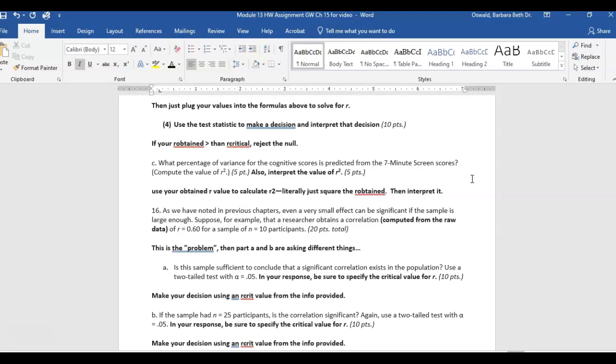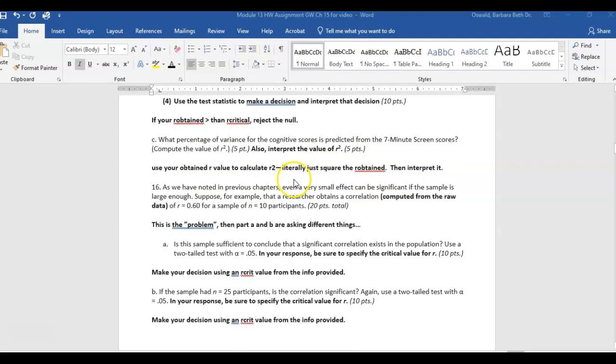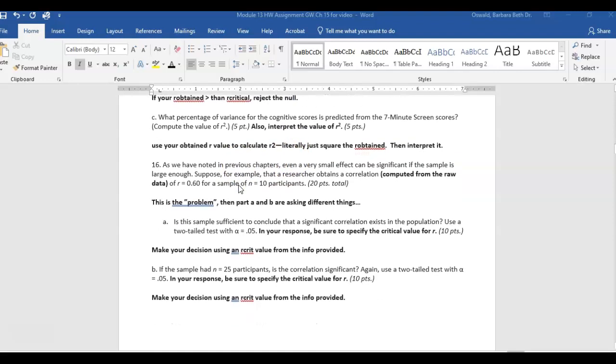Well, remember in previous chapters, for R-squared, we needed t, and then we squared that and divided by degrees of freedom. Well, here we don't have t, but we have R. And as the name suggests, we literally just need to square that R value. So R squared is literally just the square of R obtained, the one you calculated above. So calculate that value and then interpret it. All right, that's the first problem.